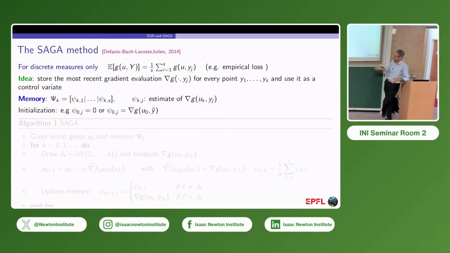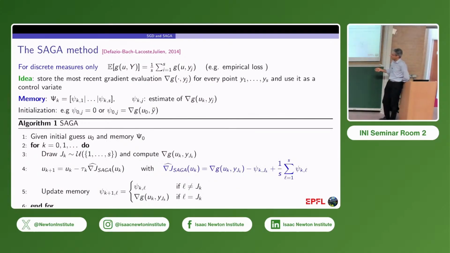And of course, you have to initialize. You could either initialize to 0 or initialize to a constant value. So you compute the gradient in one point, and then you assign this to all the other points. And then the algorithm is relatively simple. At each iteration, you draw one index from 1 to s. So you pick randomly one of these points, and you evaluate the gradient in that point for the current design UK. And then you do an update using this estimator of the gradient, which is of control variate type. You take this estimation of the gradient and you subtract the estimation that you have from the memory. So this acts as a control variate.